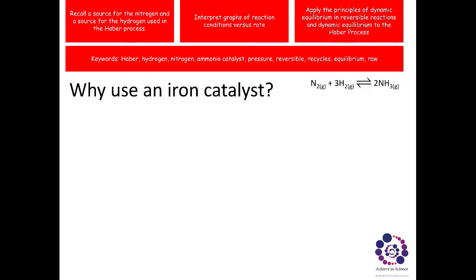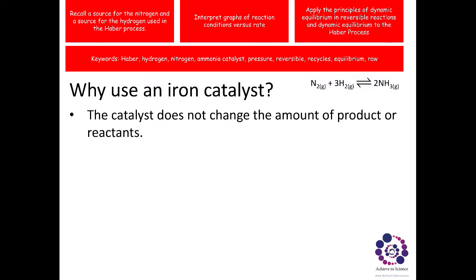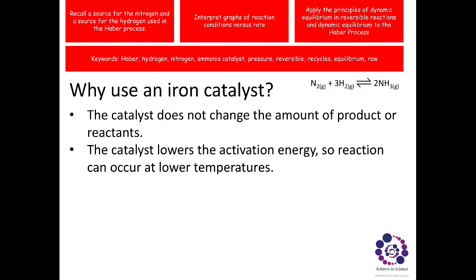Finally, why an iron catalyst? Well, catalysts make the reaction go faster. How? Why? Well, the catalyst does not change the amount of product or reactants. Instead, it lowers the activation energy, so the reaction can occur at a lower temperature. This means that when particles collide, in order for a reaction to take place, they need to have enough energy. The enough energy is referred to as activation energy. So if a collision can happen with particles colliding with less energy, then this is beneficial.